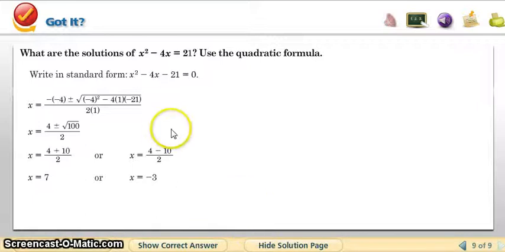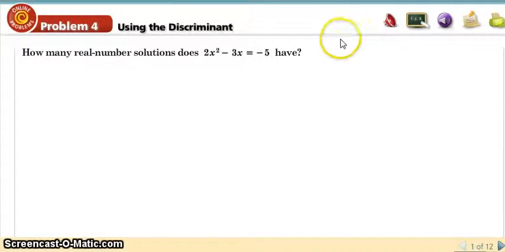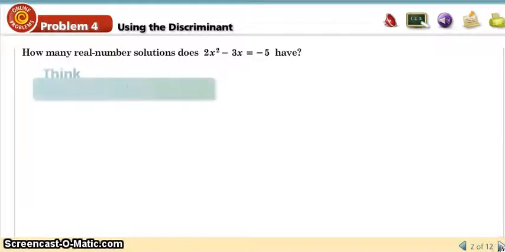All right, we're going to look at an example of discriminant real quick. In this problem, you will use the discriminant to determine the number of real number solutions of a quadratic equation. How many real number solutions does the equation 2 times x squared minus 3 times x equals -5 have? I don't want to know what the solutions are. I want to know how many solutions I am going to have. That's what the discriminant will tell us.